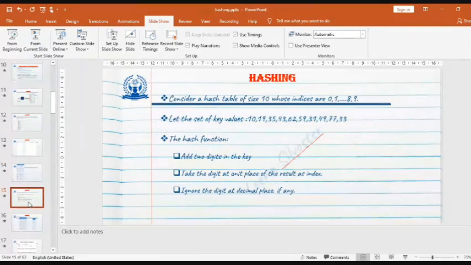Okay. Next, consider a hash table of size 10 whose indices are 0, 1, 2, etc., up to 9. Let the key values be: you write this one. Actually, the problems in this module are very important, and you can do it. Very simple problems. Size is 10 and indices are ranging from 0 to 9. So let the set of key values be, okay, you write it, I will read it: 10, 19, 35, 43, 62, 59, 31, 49, 77, 33.